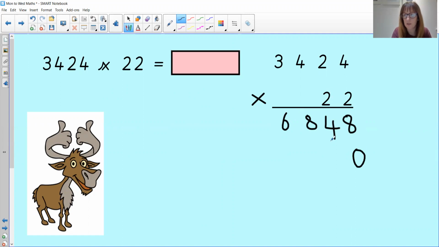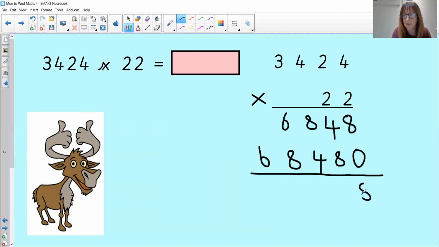4 times 2 is 8. 2 times 2 is 4. 4 times 2 is 8 and 3 times 2 is 6. You might have noticed something there. You notice, look, they're the same. It's just 10 times bigger. Right, and then we just need to add these two numbers together.